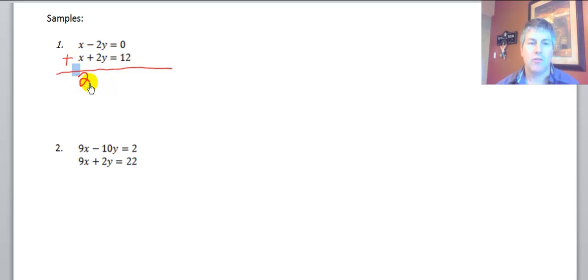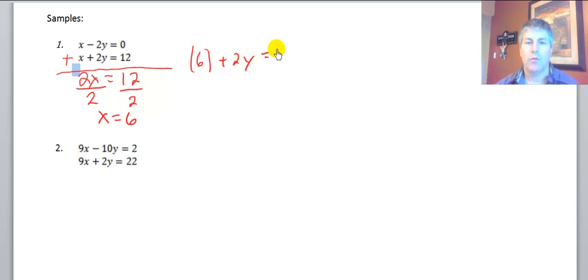So I can add that system together. x plus x, I get 2x equals 12. I divide both sides by 2, and x equals 6. So now I know what x equals. I can substitute that into either equation. So 6, our x, plus 2y equals 12. Subtract 6 from both sides. I get 2y equals 6. Divide by 2, and I get y equals 3.